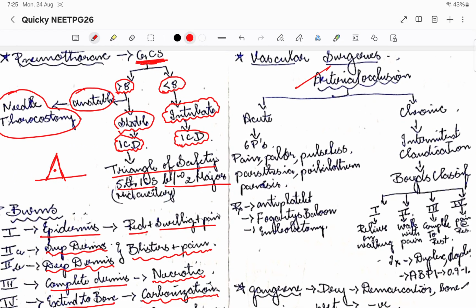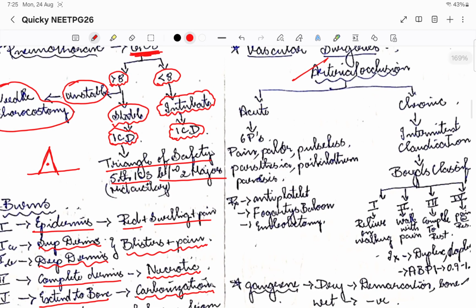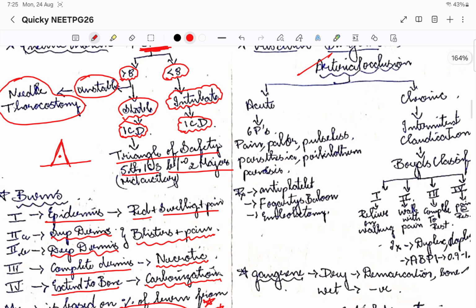Here the main thing is arterial occlusion. Okay, so there are two types of arterial occlusion. It can be acutely occluded or chronically occluded. Okay, so if it is acute occlusion, then it is going to be pain, pallor, pulselessness, paresthesia, poikilothermy and paralysis. Okay, so these are the 6 P's I want you guys to learn.